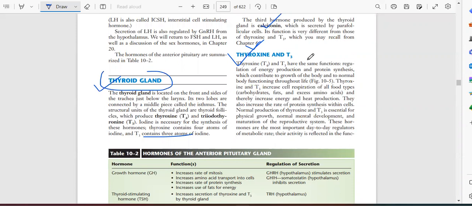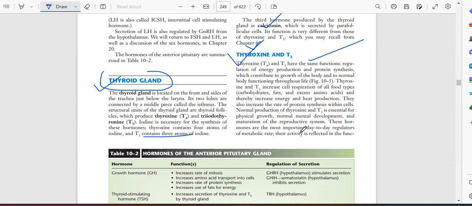Thyroxine and T3 have the same functions: regulation of energy production and protein synthesis, which contribute to growth of the body and to normal body function throughout life. Thyroxine and T3 increase cell respiration of all food types, carbohydrates, fats, and excess amino acids, and thereby increase energy and heat production. They also increase the rate of protein synthesis within cells. Normal production of thyroxine and T3 is essential for physical growth, normal mental development, and maturation of the reproductive system.